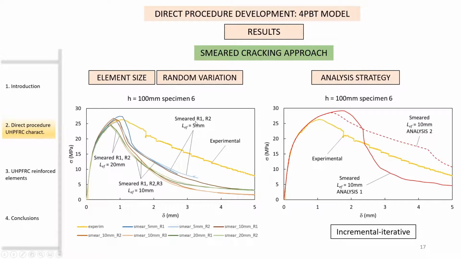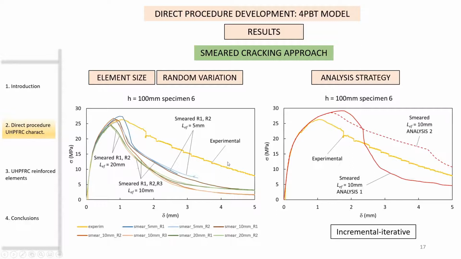When we compare the results from the simulation to the experimental, we can see how our numerical model, for the 3 element sizes and using the different runs of the random analysis, is able to simulate with good accuracy the elastic and the deflection hardening part of the curve. And even for these 2 element sizes, we are able to set the maximum bending strength.